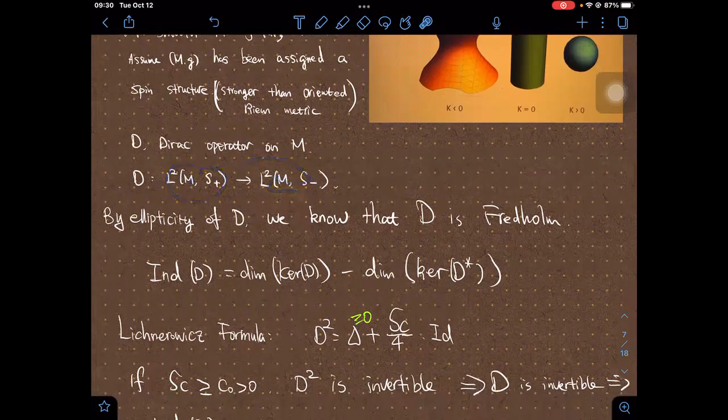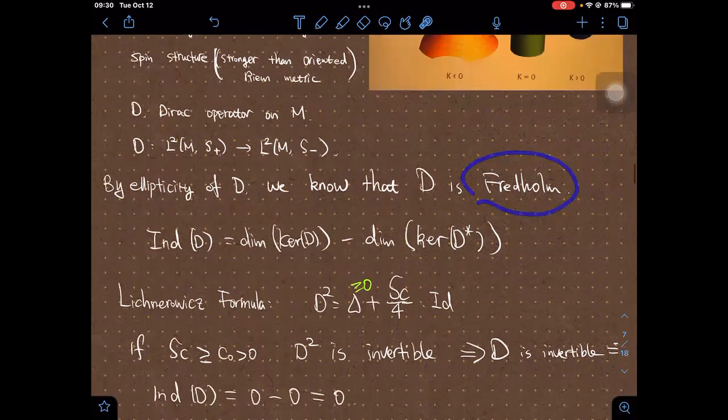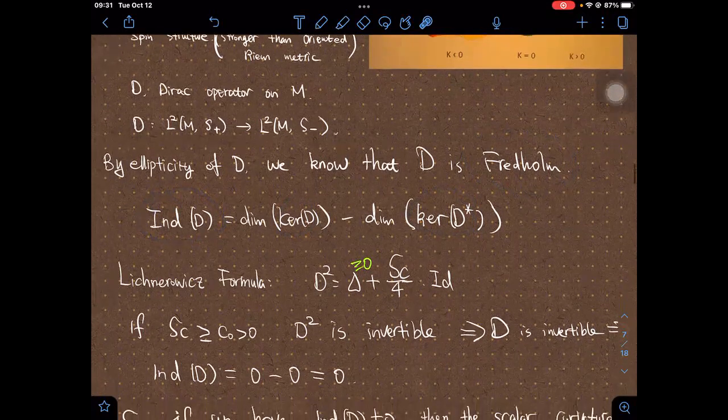Well, by the ellipticity of D, we know that D is Fredholm. So what's the meaning of being Fredholm? It means the kernel of D is finite dimensional, and the kernel of D star is also finite dimensional. So in this case, you can define the Fredholm index of D to be the difference of those dimensions. And this is an important index.